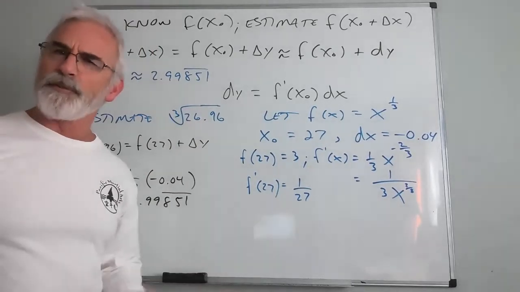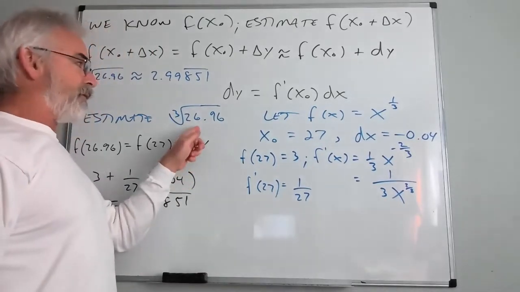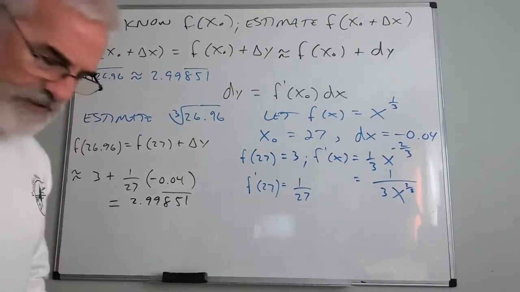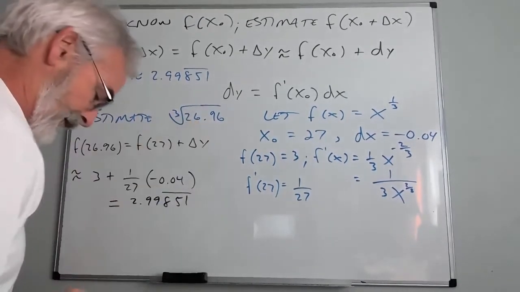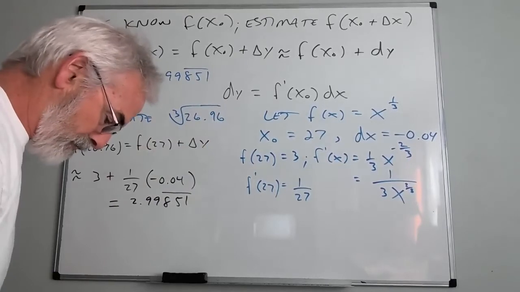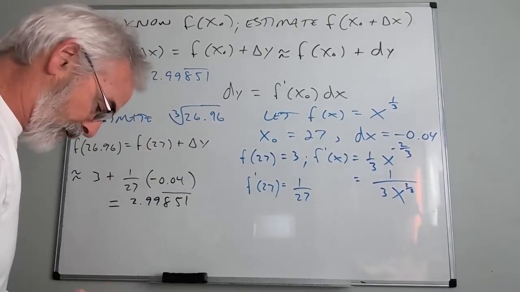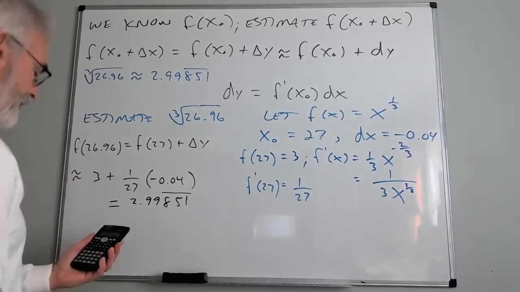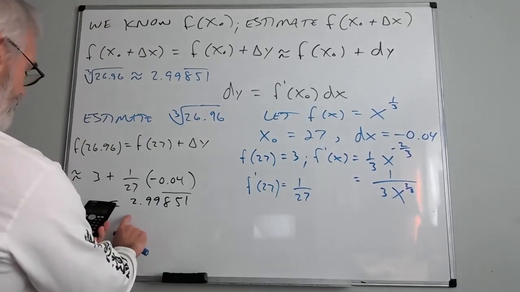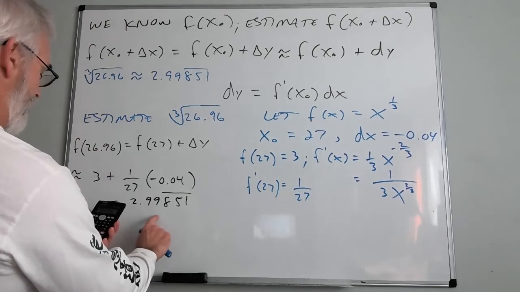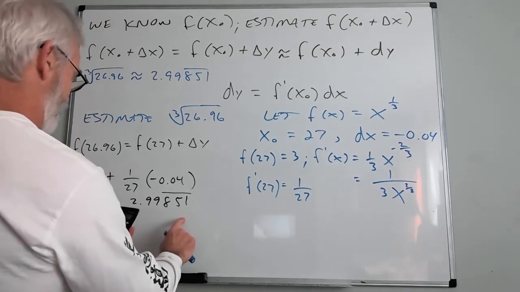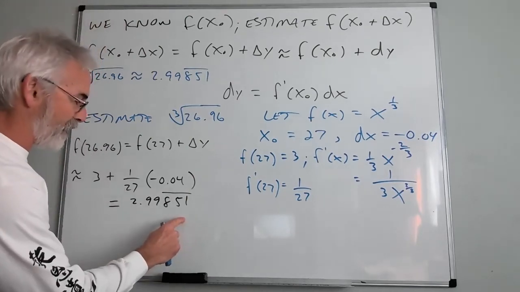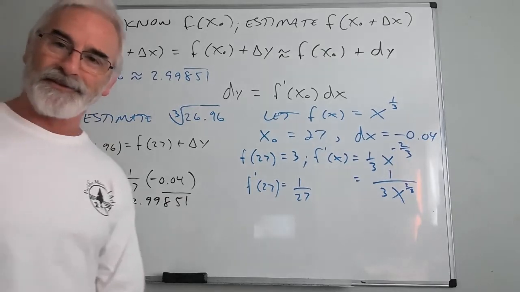I mean, we all agree that it should be a little less than 3 because the cube root of 27 is 3. So when I do the cube root of this, 26.96, the actual value on my calculator, you love this. My calculator says the answer is 2.998517. It doesn't differ until the 6th decimal place.